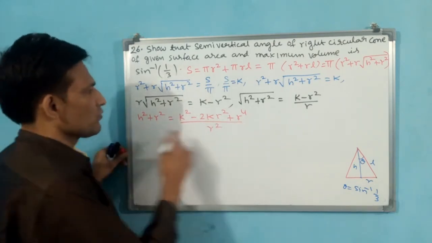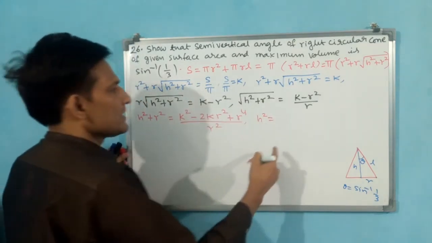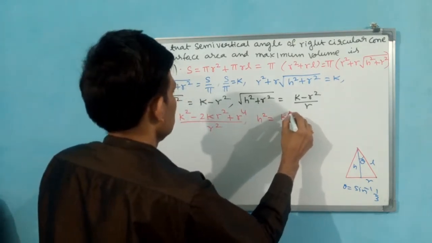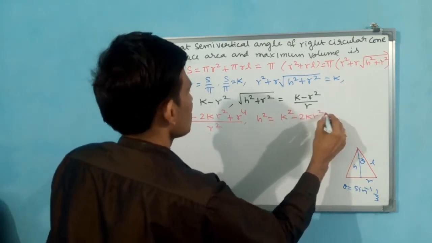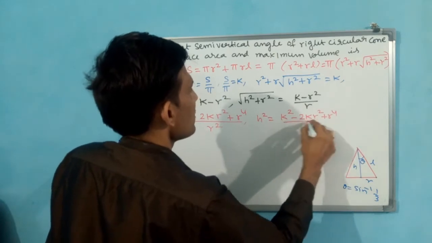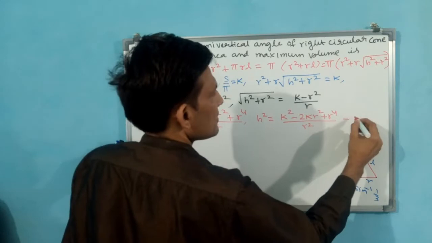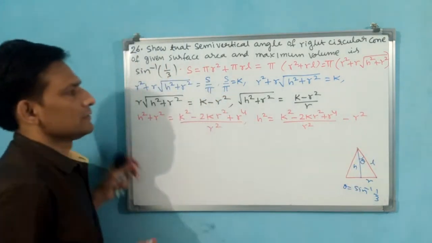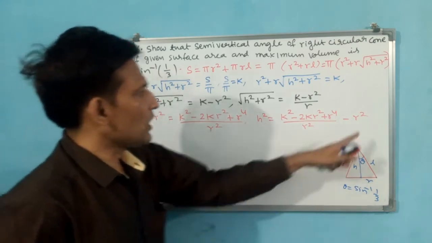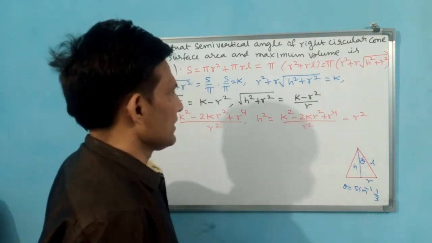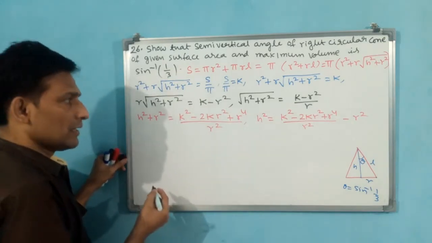Now h square, you send r square to this side. K square minus 2K r square plus r to the power of 4, divided by r square, minus r square. Is it okay? Now you cross multiply and make one fraction here. Write it down, because finally I want h.